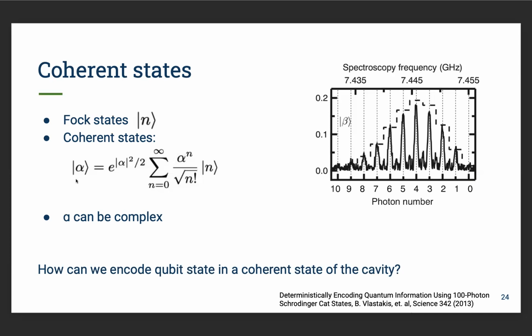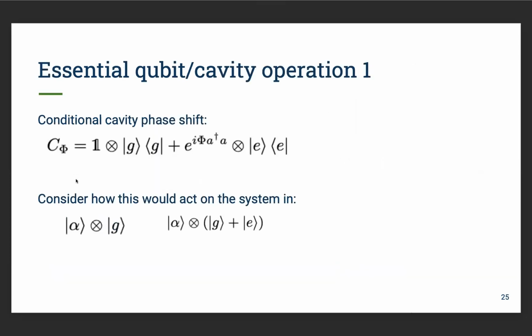So we're going to have to come up with a way to entangle and disentangle the qubit and the cavity. To do this, there are two operators that we're going to have to use. The first of which is called the conditional cavity phase shift. It looks like this. It's a little confusing, but I think we'll be able to understand what it does by looking at how it would act on either of these states.